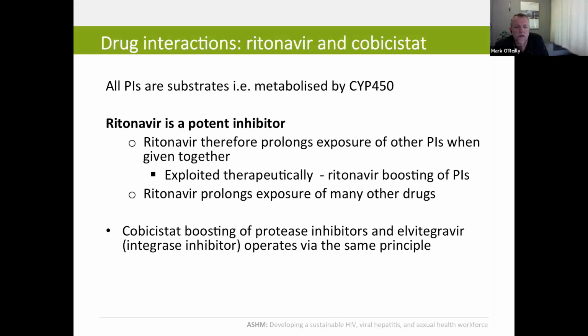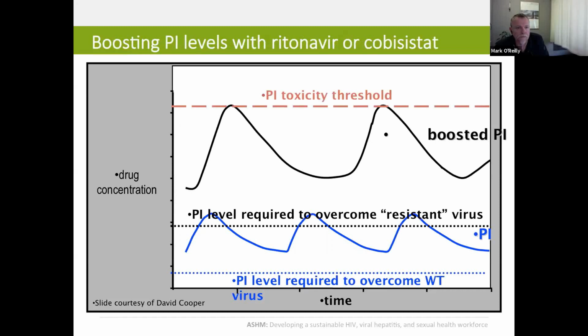It prolongs the exposure of the protease inhibitor by being given with it, but it also prolongs exposure of many other drugs as well. Cobicistat boosting of protease inhibitors is also utilised in a similar way, as well as COBI boosting of elvitegravir, the integrase inhibitor that's contained in Genvoya, and it does that in the same way.